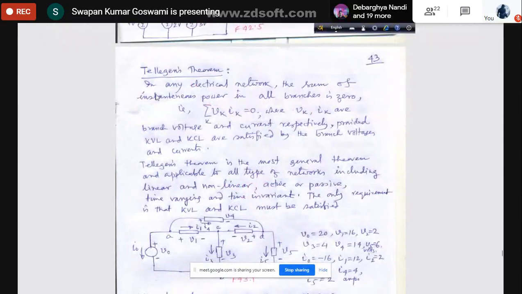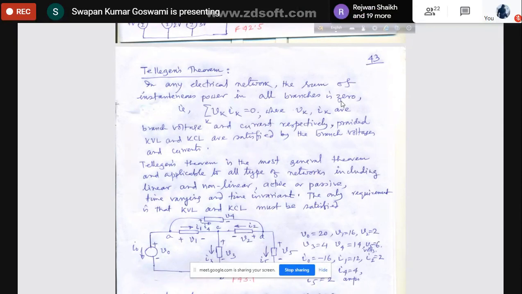Now, in any electrical network, the sum of instantaneous power in all branches is 0. That means if you take the summation of instantaneous power, what is instantaneous power? Power is the product of voltage and current. So the sum of the product of voltage and current of all the branches in a network is equal to 0. This is the theorem.